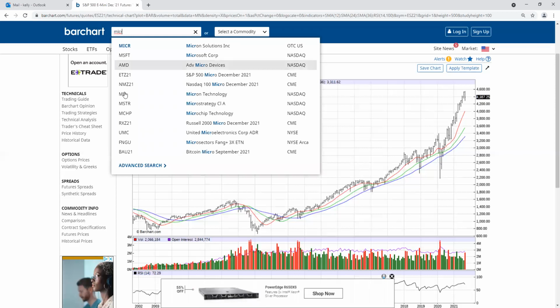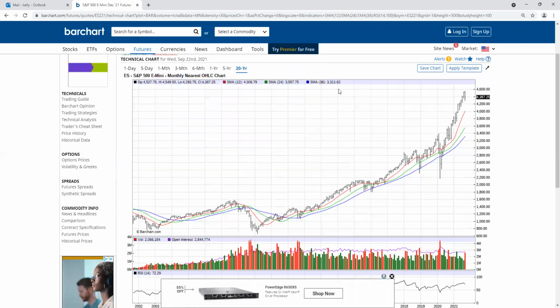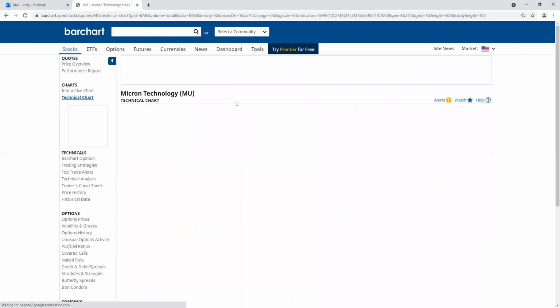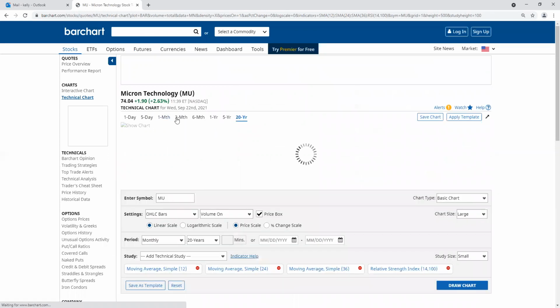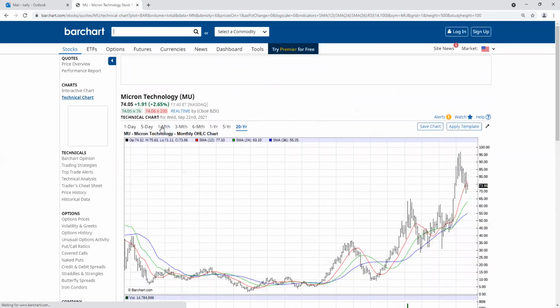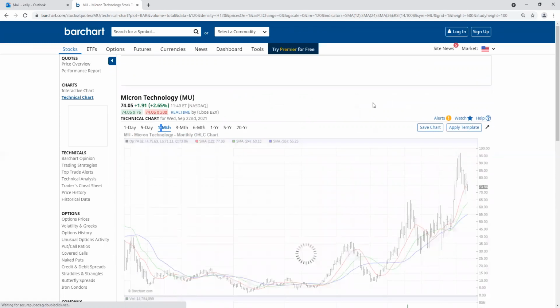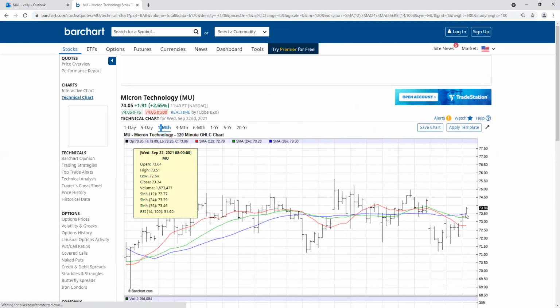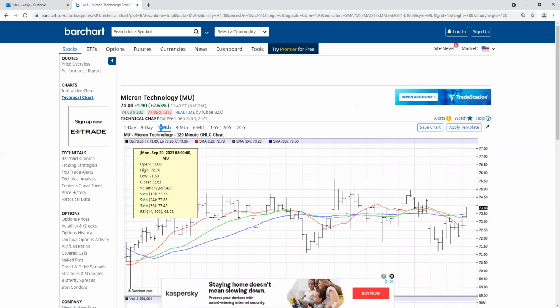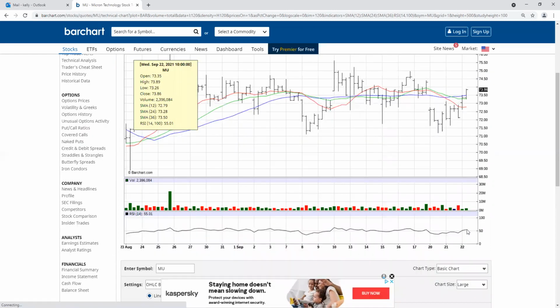Micron Technology, MU. See if there's anything that could indicate what that might be doing going into that. Okay, looking at the 1 month. Okay, the 1 month, it's starting to turn a little bit more positive. Okay, and where's your RSI? RSI is above 50.